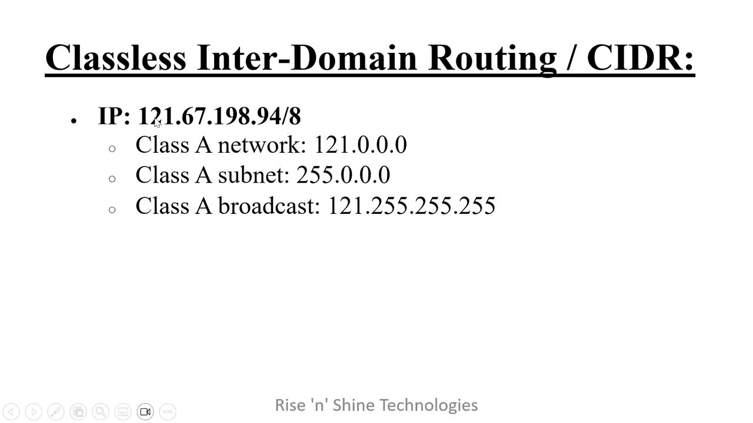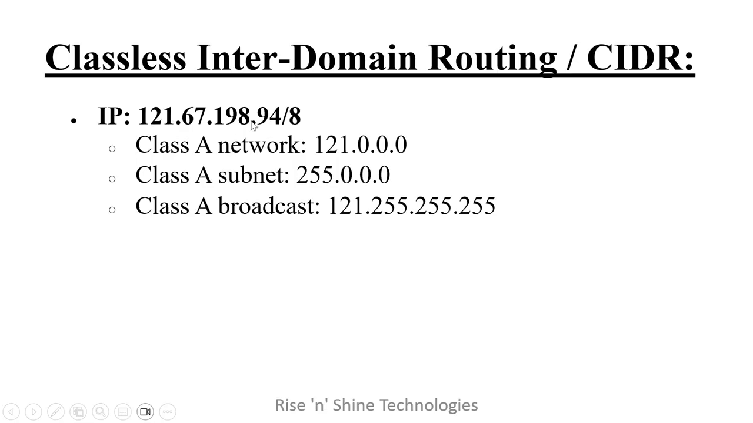But what is the meaning of this? If I see this 121.67, 121 belongs to class A, a class A network. That means 121 is the network and the remaining 3 octets are 0. If you know that information, then we can get the subnet mask. Subnet mask, what is that? The first octet is network, right? The network octet is going to become 255 and the remaining device octets are going to become 0.0.0. Device octets are 0, network octet is 255.